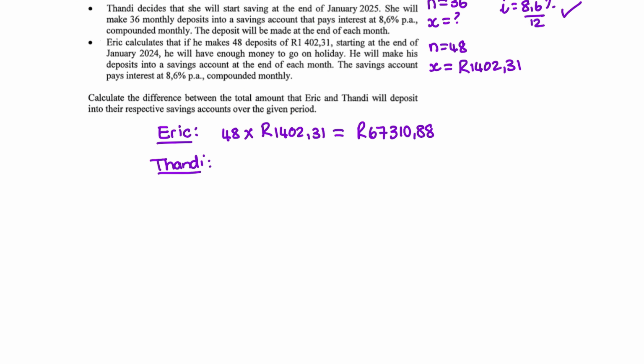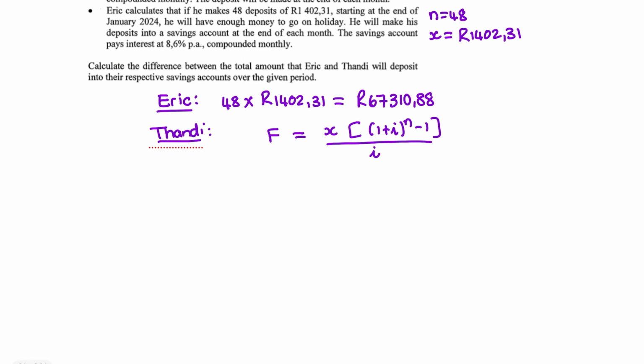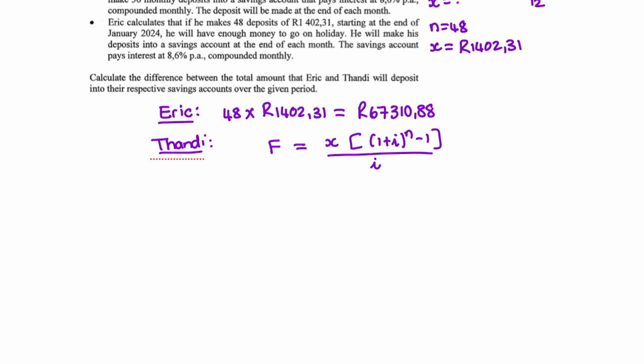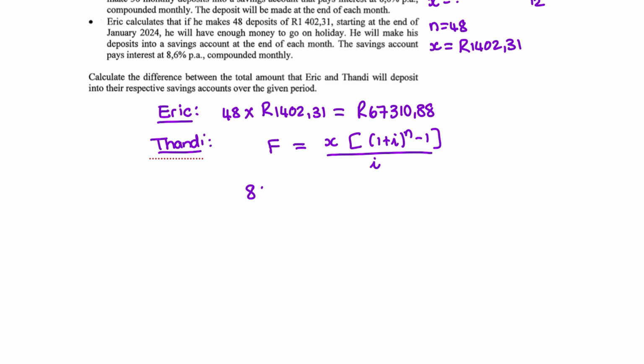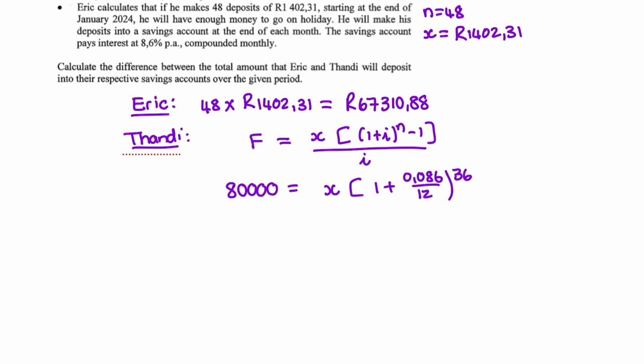Tundi will earn money in the future, so it's a future value annuity. And you can find this formula on your formula sheet. So for the F value, we have 80,000 Rand. We don't know x. We know that i is 8.6%, and that's compounded monthly. Now be careful, the n value is 36. It's not 36 times 12.